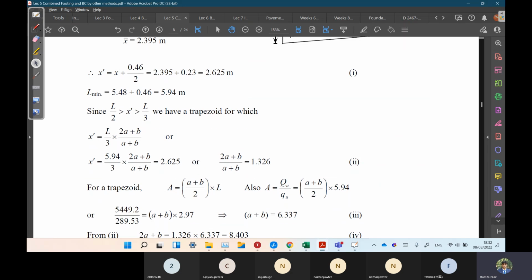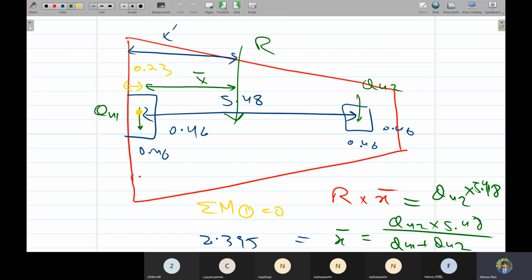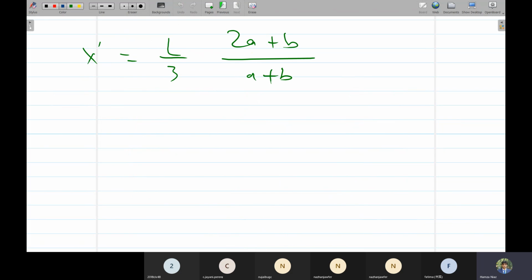So for trapezoidal footing, this is the formula of centroid. The centroid formula is L by 3 into (2A plus B) over (A plus B). We have to memorize this one. A side is the smaller side, always. The smaller side is A, the larger side is B. Now we are going to proportion this footing, what would be the size.